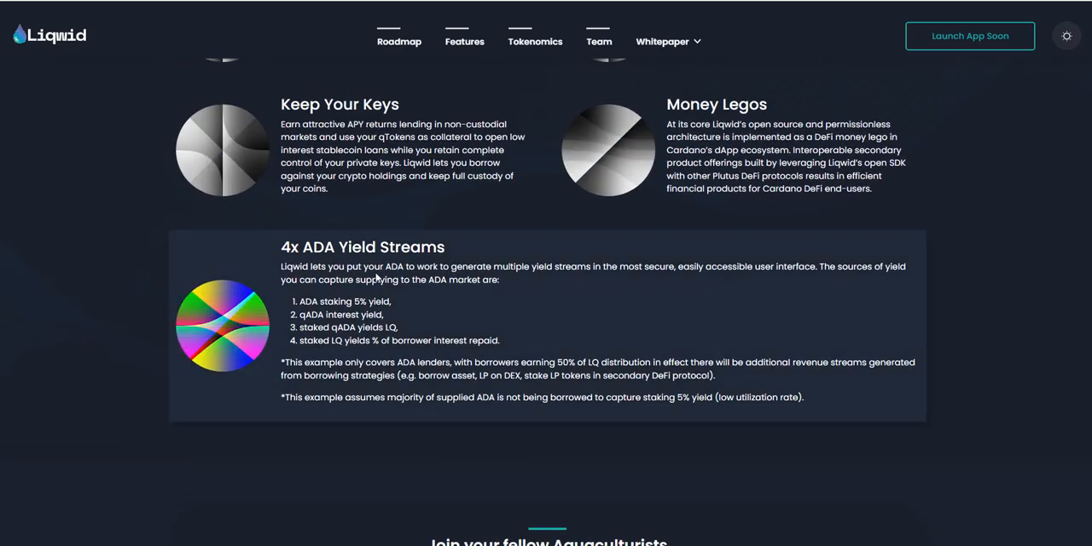One of the real buzz around this is four yield streams. People hear four yield and they go crazy, and rightly they should, because it's fantastic. So of the 4, you stake your ADA. And ADA staking, you get a 5% yield. Well, as you stake your ADA, you're also lending it out. When you lend it out, you get an interest for that.